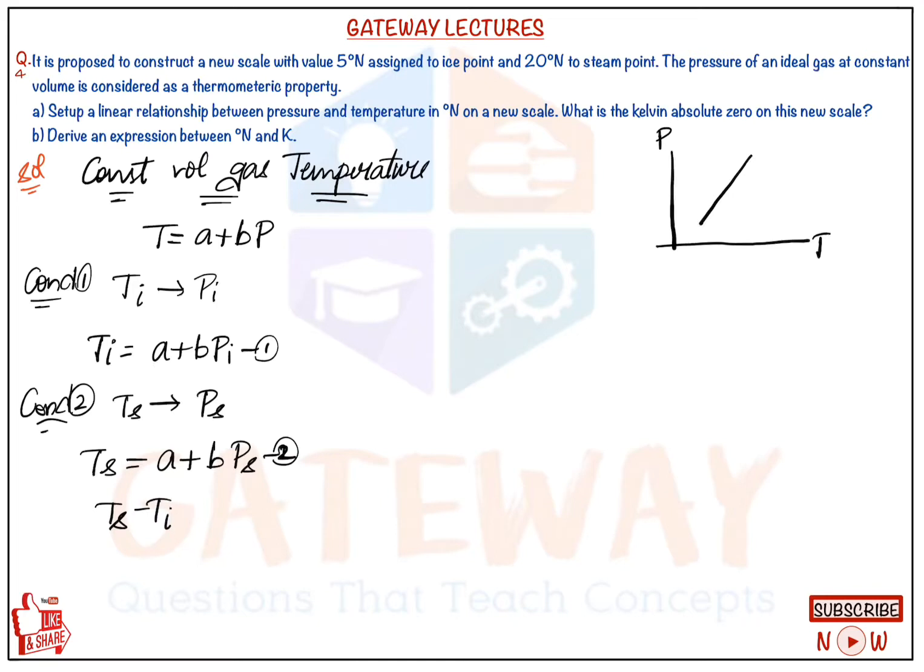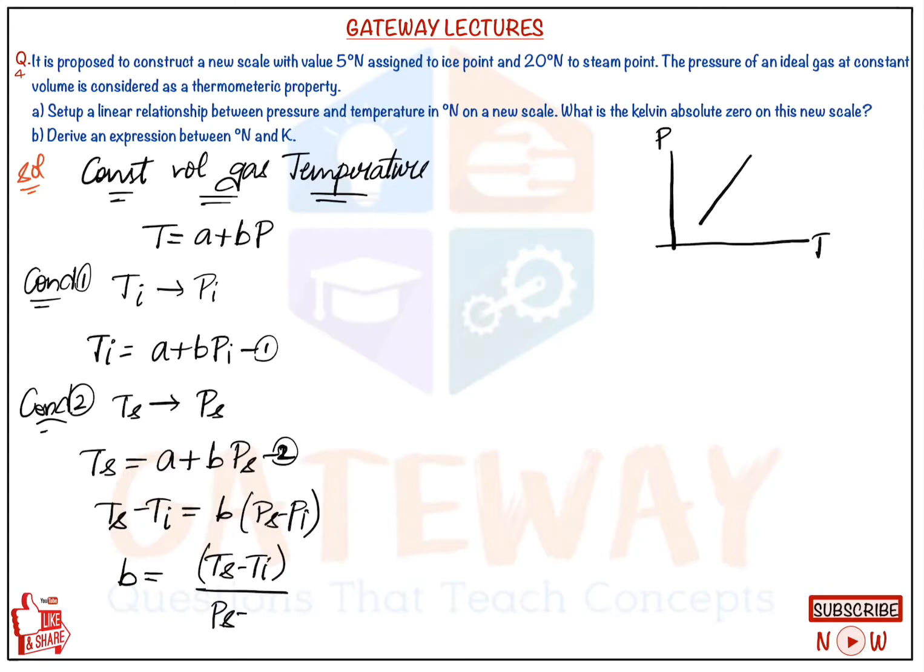So T s minus T ice is nothing but A minus A is 0, it will be cancelled. So B into P s minus P ice. From that we'll get the value of B as T s minus T ice upon P s minus P ice.